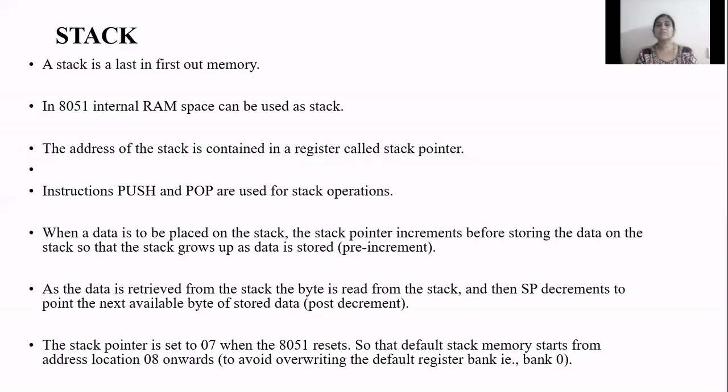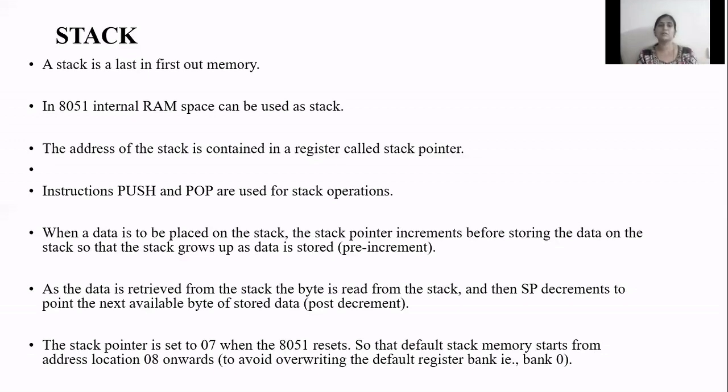We are using different registers in bank 0, from R0, R1, R2, R3, R4, R5, R6 and R7. These are the registers in bank 0, which occupies internal RAM locations from 00 to 07. These 8 bytes are normally used as registers in bank 0. So, in order to avoid conflict between the stack and the registers, the stack starts from 08.